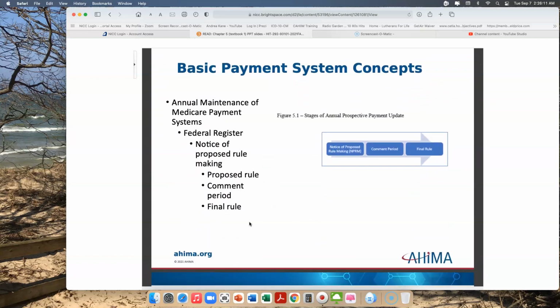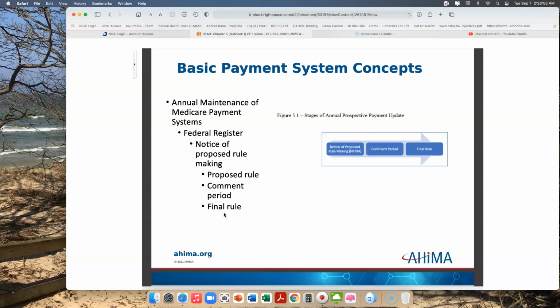So let's look at basic payment system concepts. The annual maintenance of Medicare payment systems occurs through the Federal Register. Make sure that you note that. The Federal Register is where you go to see what the annual rule will be. They do a notice of proposed rulemaking, then they have the proposed rule, they give a comment period, and then the final rule is published. And typically the final rule comes out 4 to 6 weeks before the Medicare fiscal year begins. And that always happens October 1st. The fiscal year for Medicare is October 1st through September 30th.